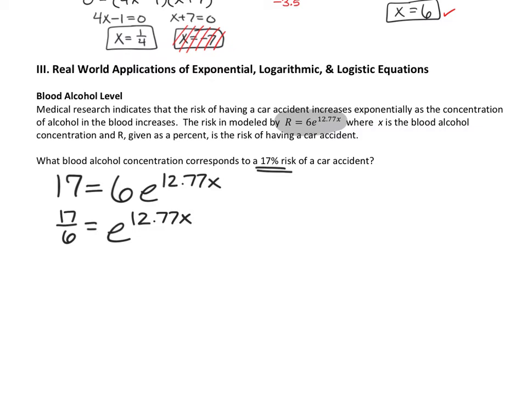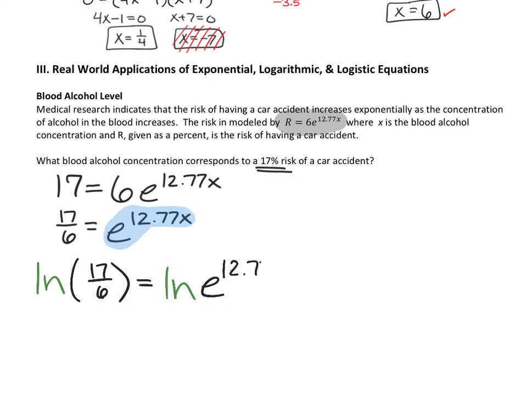Okay, once this base is isolated, this is what we did last time. So the base with the power is isolated. Does anyone remember what we did for both sides? Take the natural log of both sides. So we're going to do the natural log of 17/6, and I'm putting it in parentheses because that fraction, my handwriting is bad enough where I would lose the divide by 6, equal to the natural log of e to the 12.77x.